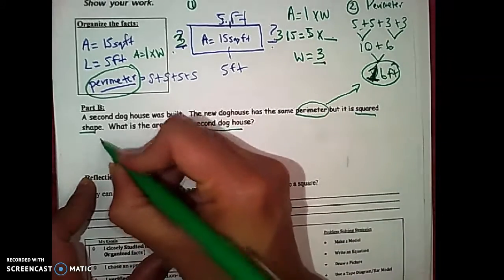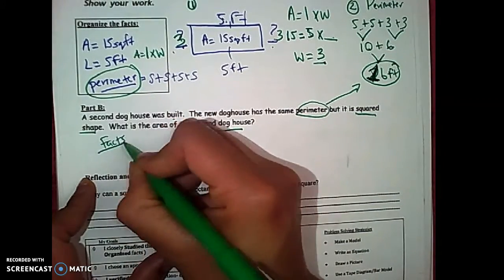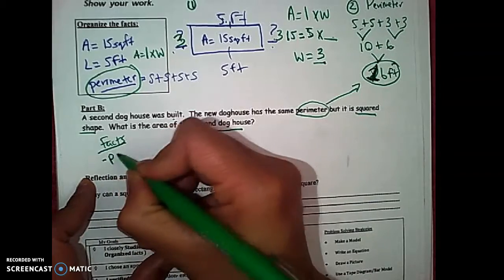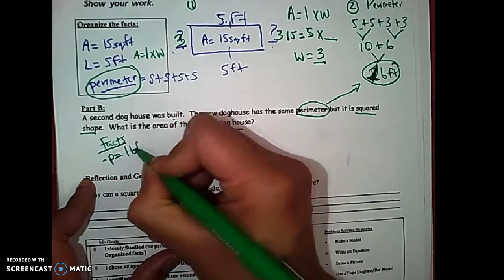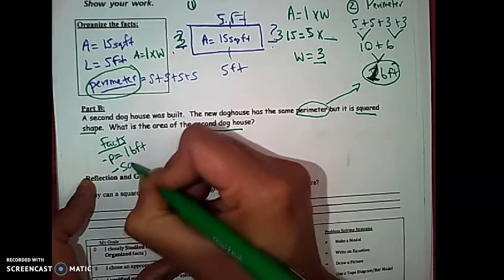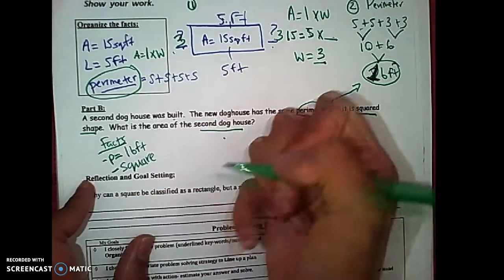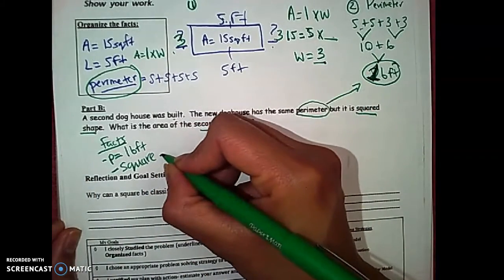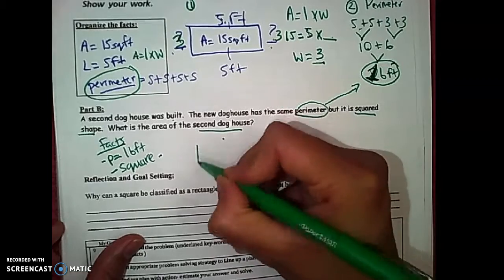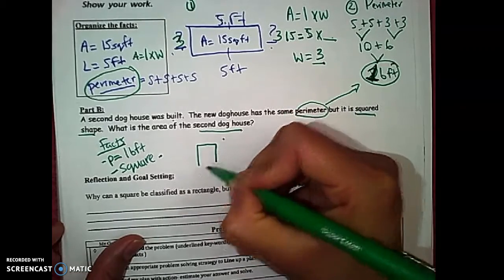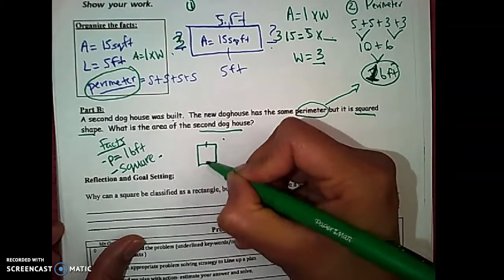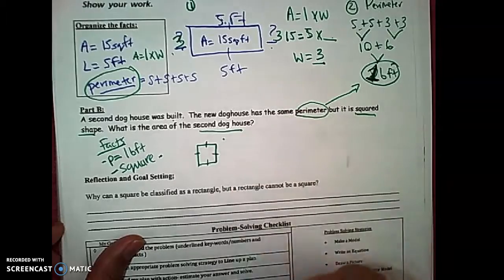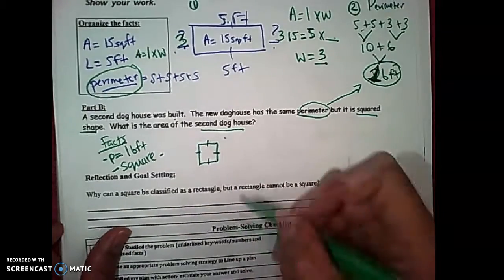So let's write our facts. We have the same perimeter. So I'm going to write P is equal to 16 feet. And we also know that it's square. So that's important because what do we know about squares? You're right. All the sides are the same. So let's draw that out. Square. And I'm just going to mark it like this, meaning all the sides are the same. That's the symbol we use.